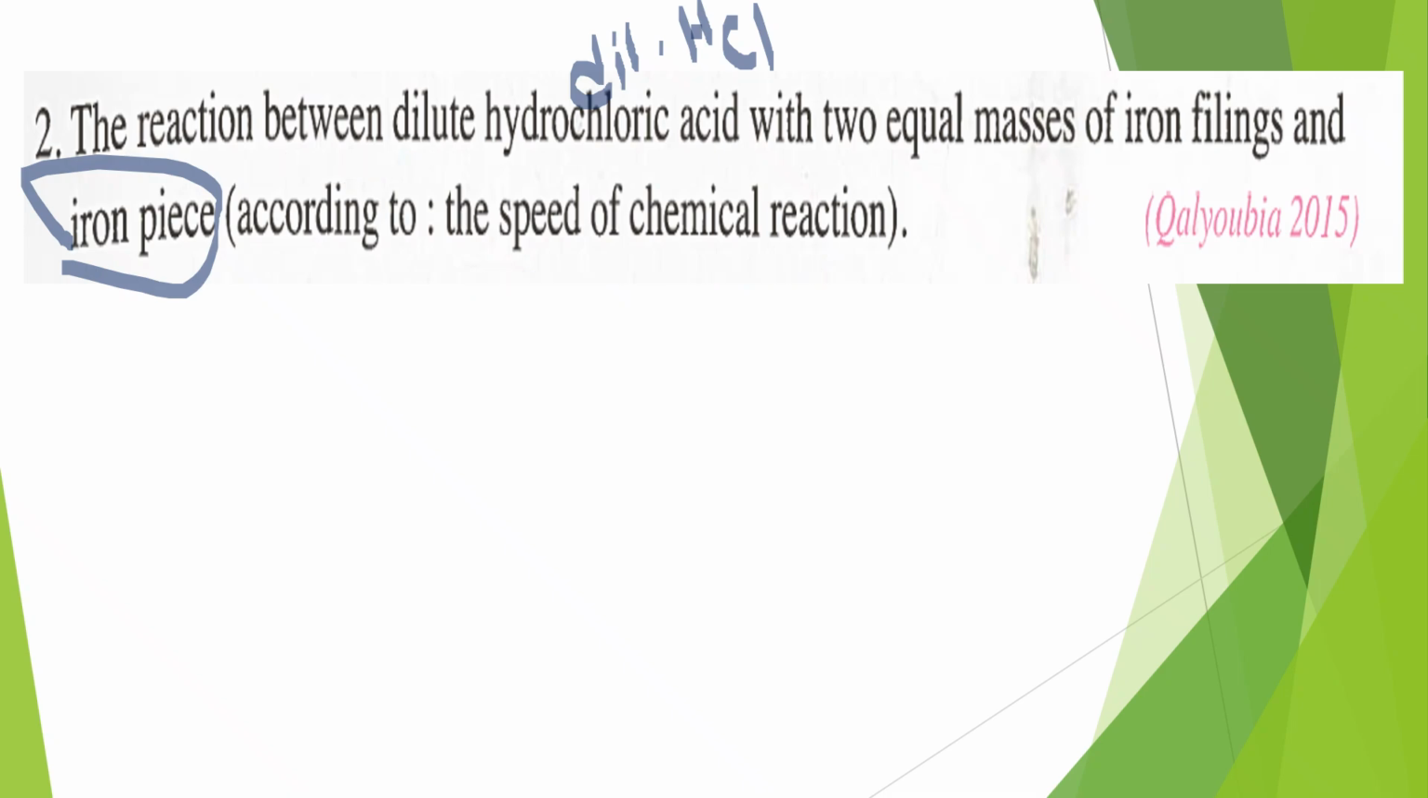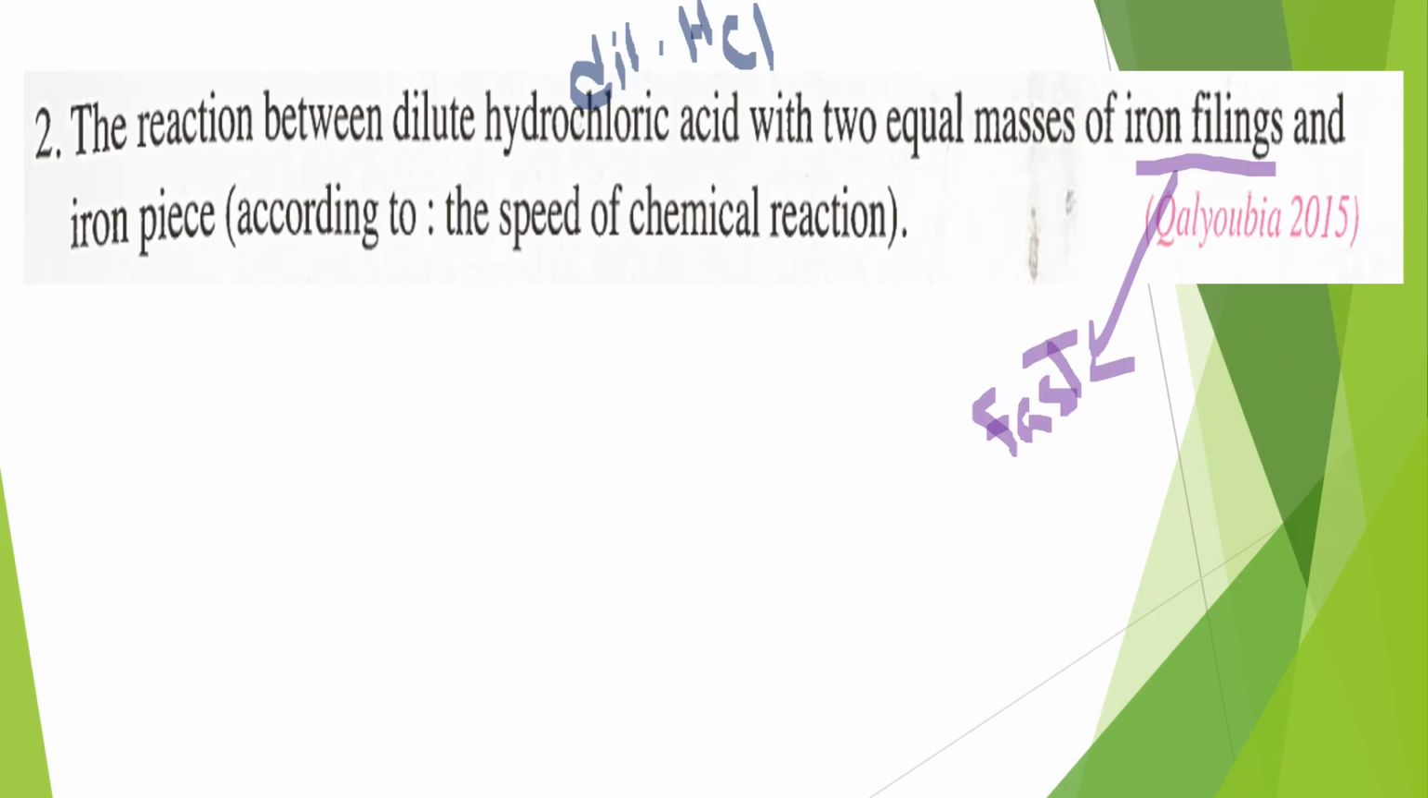I can hear your answers. The one which is faster in its reaction is the iron filings, because they have more surface area. They have more surface area exposed to the reaction, so the iron filings react faster. There is a fast reaction with the iron filings, while the reaction with the iron piece is a slow reaction.